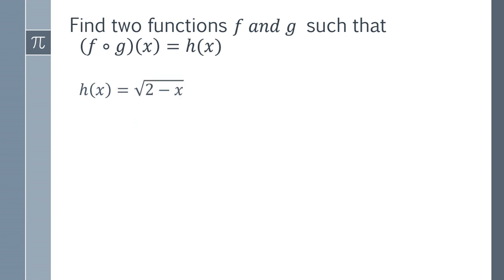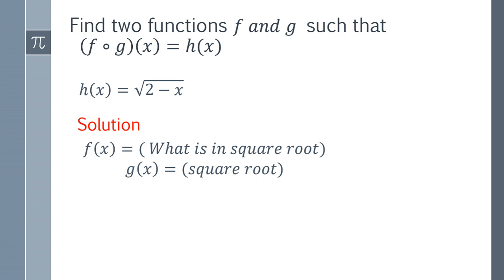So h of x is the square root of 2 minus x. Again, what I like to see here is what's outside the 2 minus x. I have a square root, so what f should be is the square root of x. Okay, this one's correct. What is the square root? And g of x is what's inside.